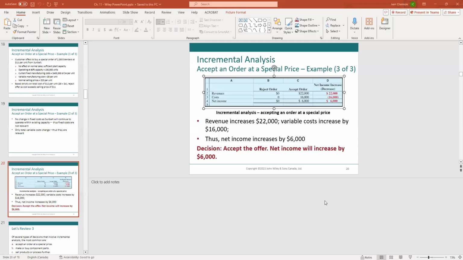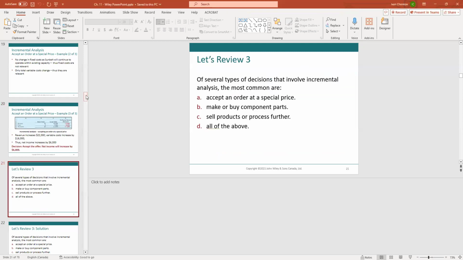So again, don't forget this. This is only one side of the coin. We always have to do that qualitative analysis. At this point, yes, accept the order, $6,000 coming to your pocket, but we still have to do the qualitative analysis. Let's see this one.